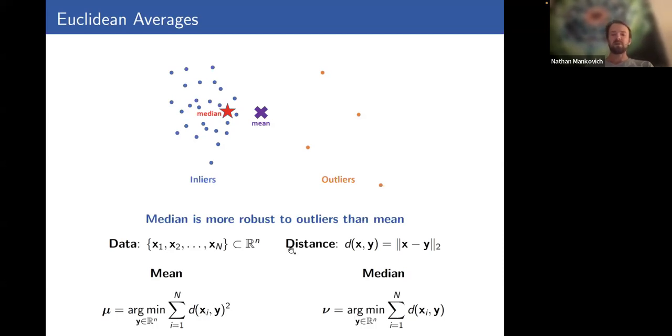So those are sort of the mean and the median. The mean is less robust to outliers. The median is more robust. The mean is easy to compute. The median is harder to compute, and you do it by computing iterative means. That's one way to do it.